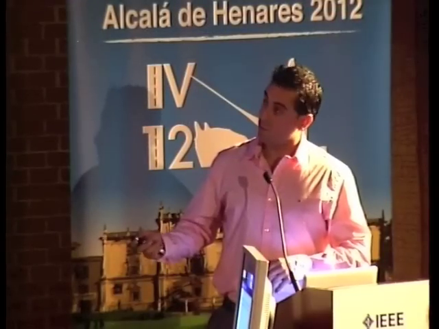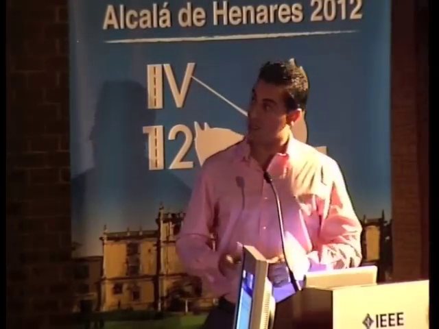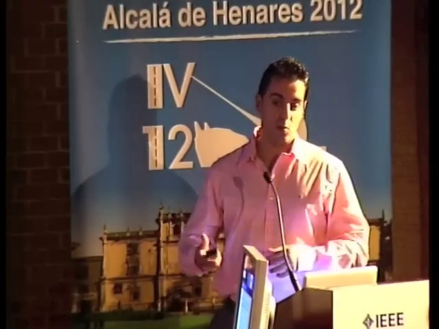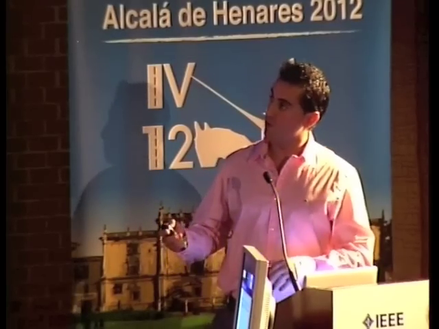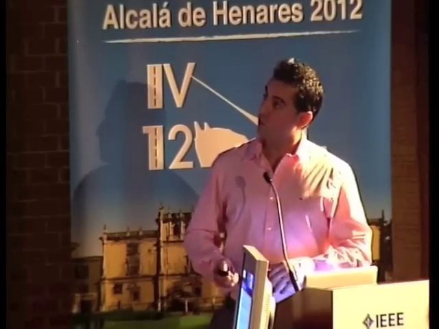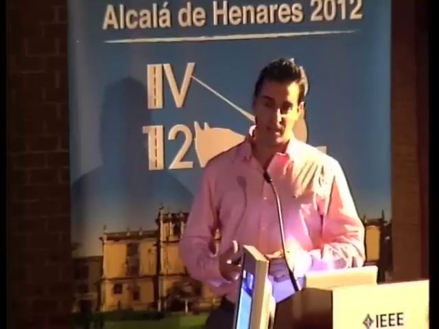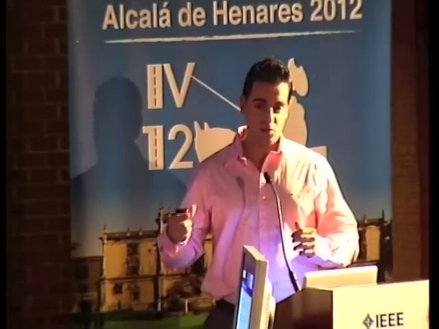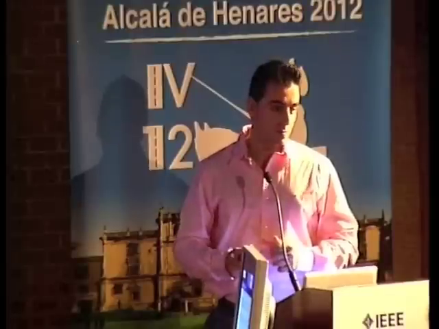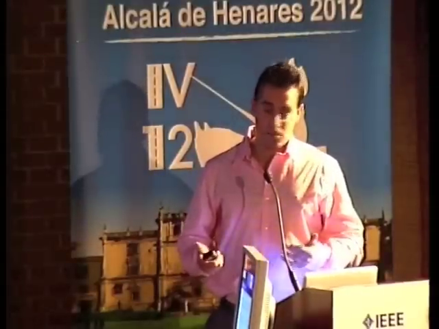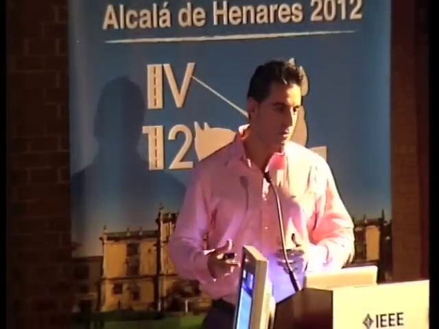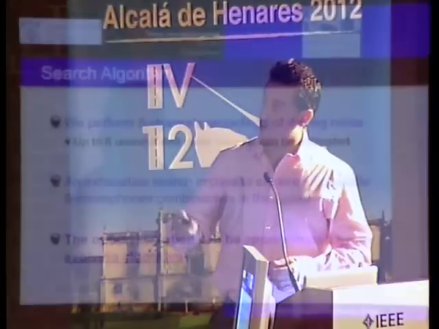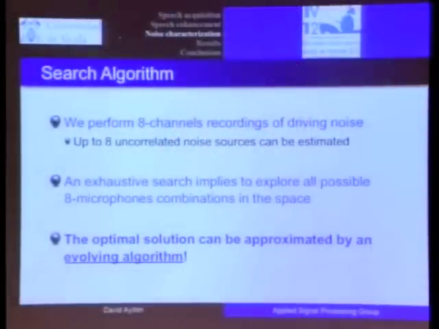So we have performed measurements with 8 channels, so we can only estimate the position of 8 sources, because otherwise we cannot invert the matrix we saw previously. Well, if we want to make an exhaustive search, we will have to try all the possible combinations of 8 source positions along all the contour of the car, which is a very tedious problem. We cannot try all the possible solutions because there could be an infinite number of combinations. So we propose to approximate the optimal solution with an evolutionary algorithm.